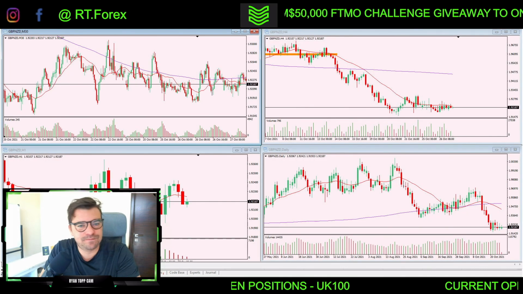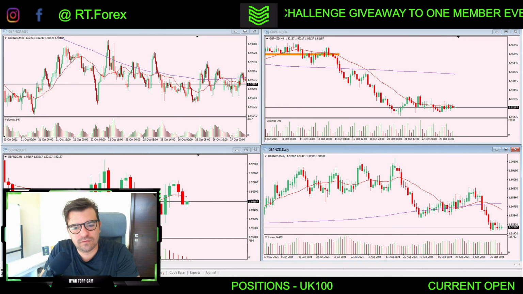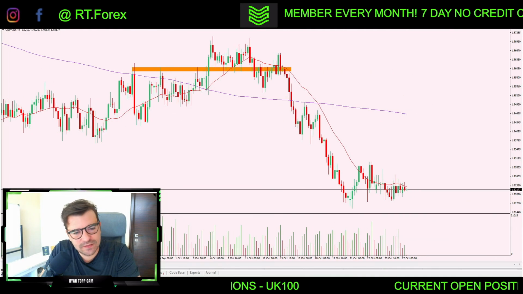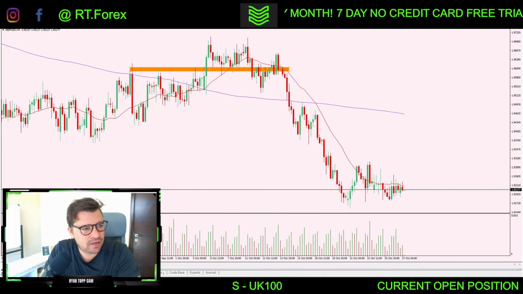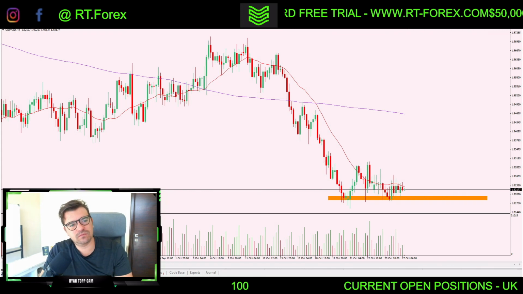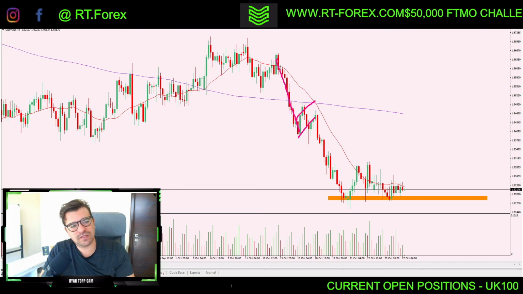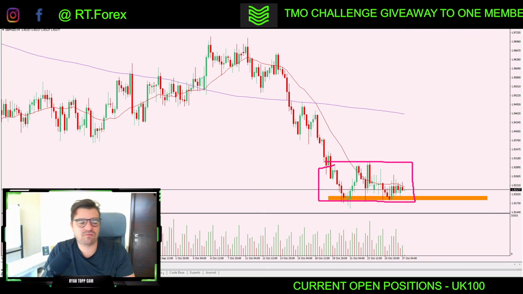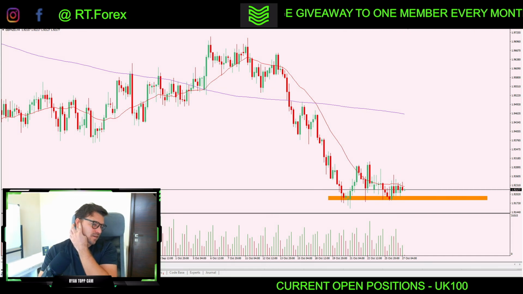Pound New Zealand. Oh, see, we're getting mixed messages here with the pound CAD and the pound New Zealand. Although this has moved quite significantly, I don't think this is enough yet. I don't think this is enough.